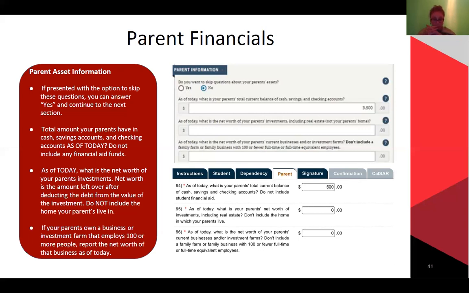The next asset question is related to investments, and the most common one we'd see is if parents have some sort of investment property that is in addition to the home that they may be living in. So it's separate from the home that they're living in, because the value of the home that your parents are living in is never reported as an asset. But if they have any sort of rental real estate, then the net worth needs to be reported.